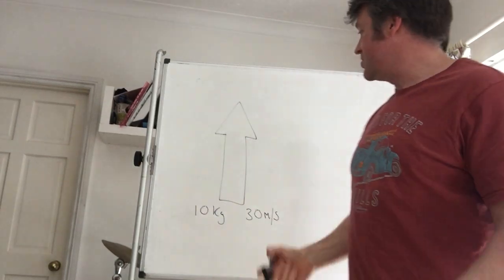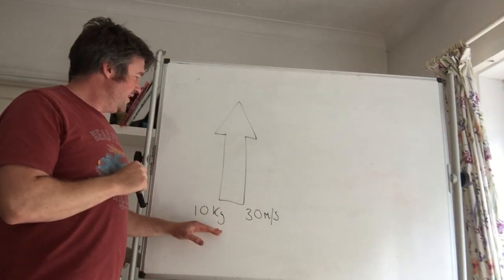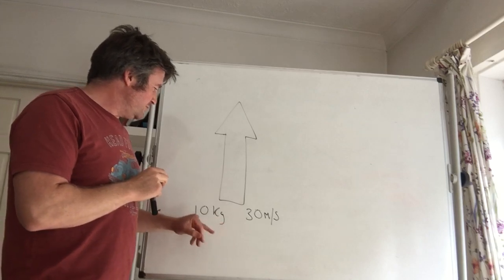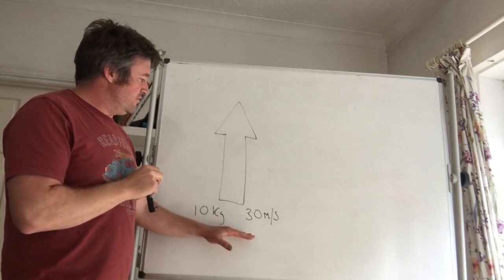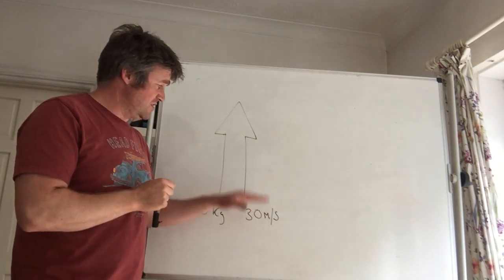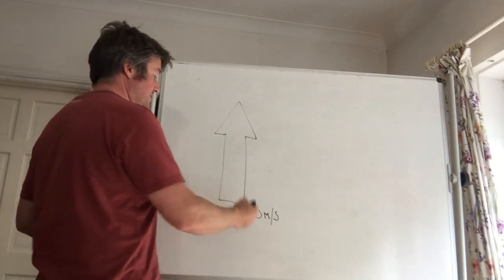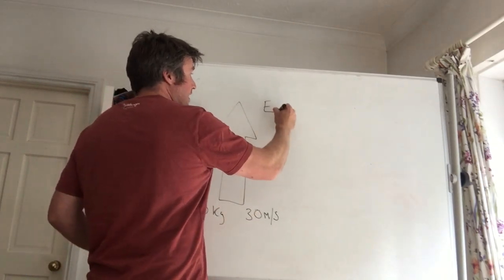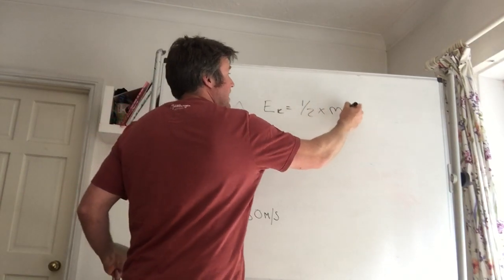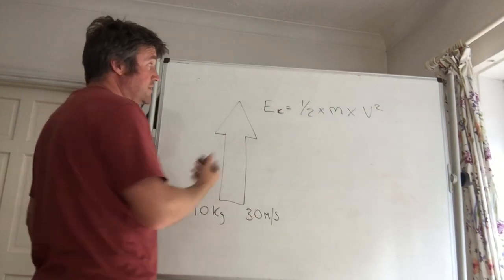So, first of all, in my case, I've got a cat. A 10 kilogram cat, that'd be quite big, wouldn't it? So you've got your object, 10 kilograms. When it leaves the ground, it's going at 30 metres per second. So the first thing I've got to do is work out the kinetic energy. Again, kinetic energy is half times mass times velocity squared.